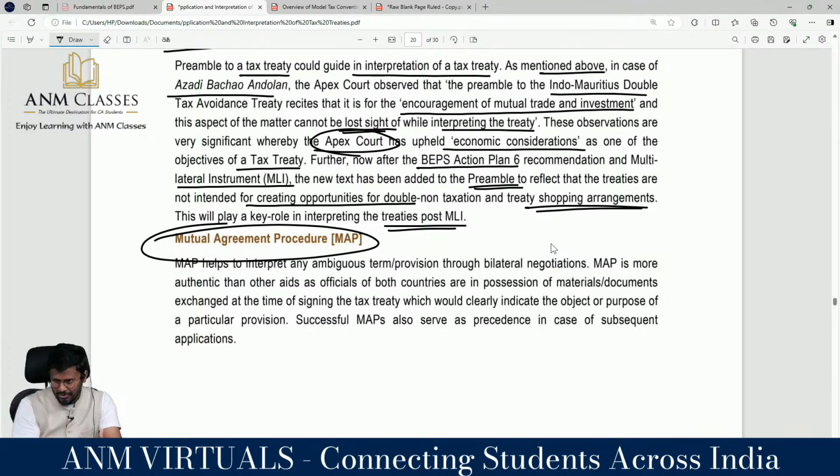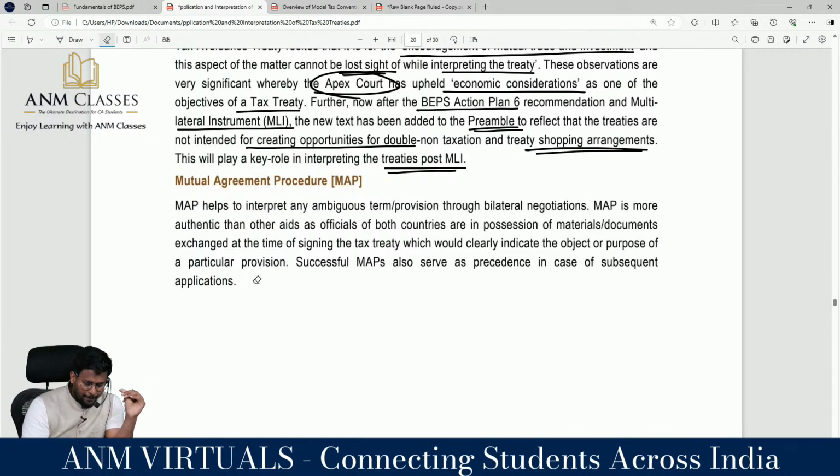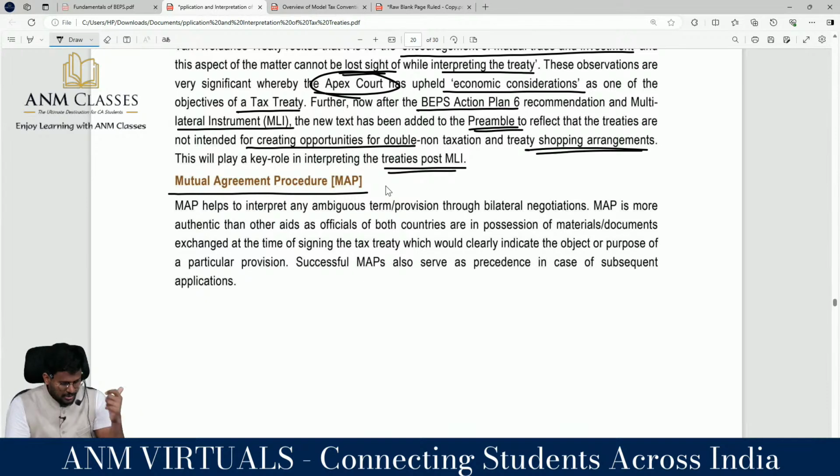We'll be talking in depth about what MLI is in the BEPS Action Plan. Don't worry at all. I'm coming into MAP. What is MAP? Mutual Agreement Procedure, which is Article 25. MAP helps to interpret any ambiguous term or provision through a negotiation.